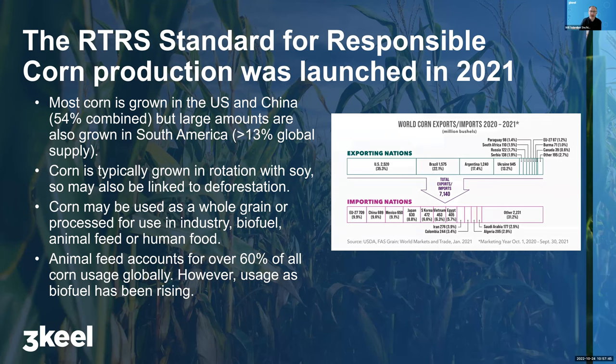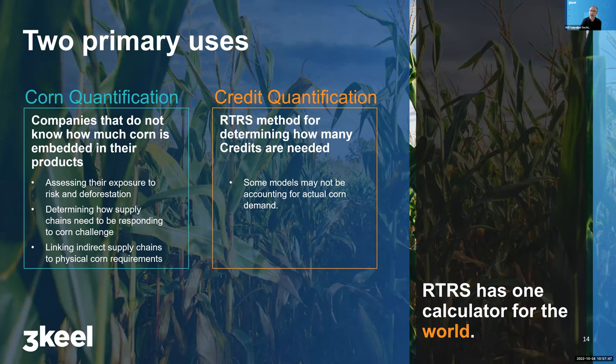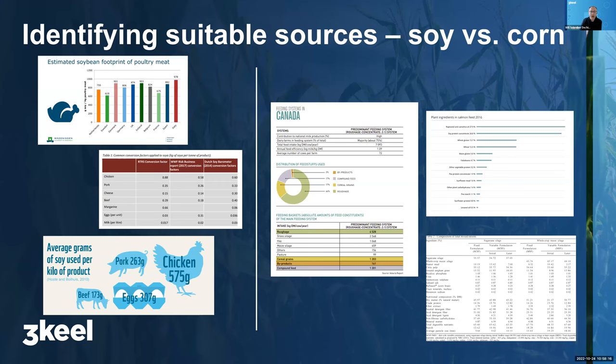And with that, it was again going back to that question of what you're going to be using that information for. And it could be that you just want to understand your commodity exposure, or it could be using it for determining how you would like to support landowners that are in South America or elsewhere that are certified to RTRS. And you're looking at buying credits to cover that type of demand as well. Again, this is one calculator for the world, but we're looking at different applications that could be used from the outputs. So just as we did last year or 2 years ago, we reviewed the available studies.